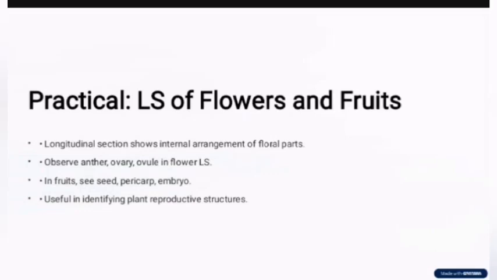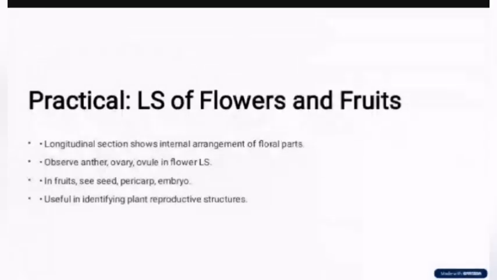Carpels is also called the what? Gynoecium. All right, can you please spell it? Sorry, it's gynoecium. G-Y-N-E-O-E-C-I-U-M. Gynoecium. All right.